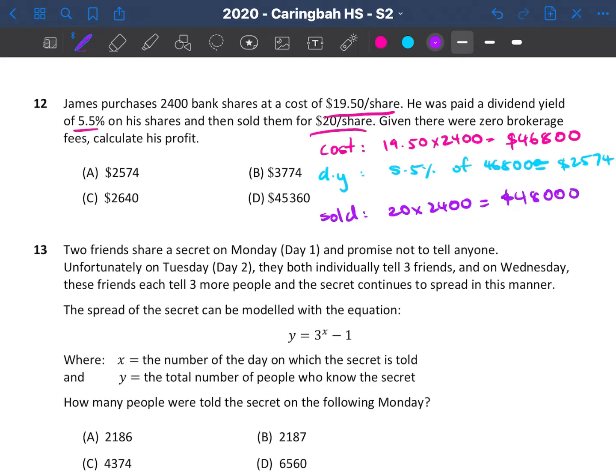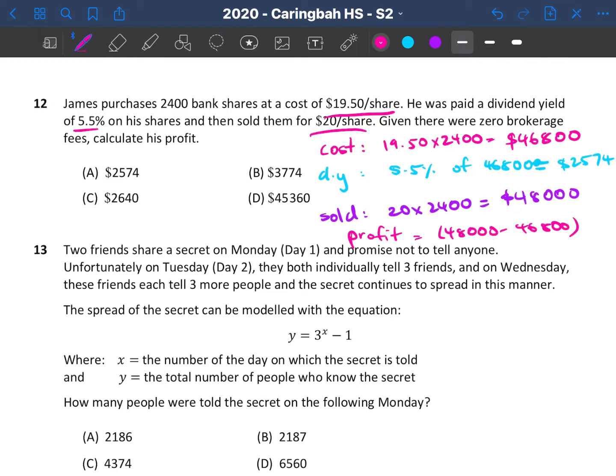Now his profit, if we want to calculate what his profit is, it is not just 48,000 minus 46,800, and you'll notice 48,000 minus 46,800, well, this is actually lucky. They don't give it to you as an option. Usually, you know, the questions are quite sneaky and they will put that as one of your options here.